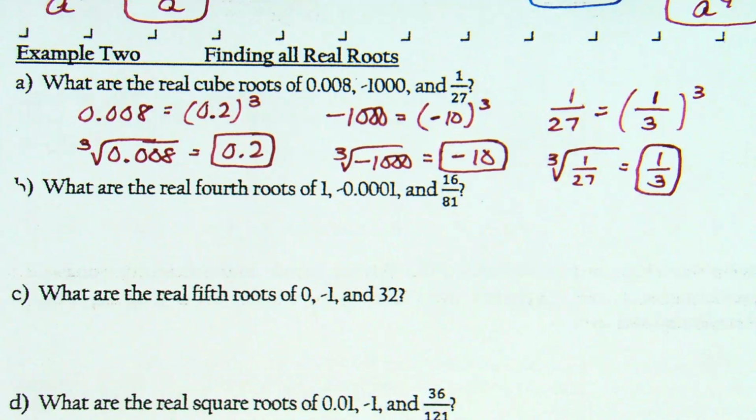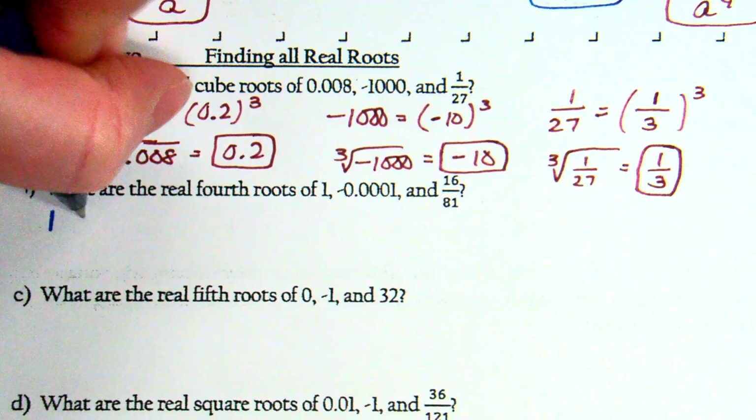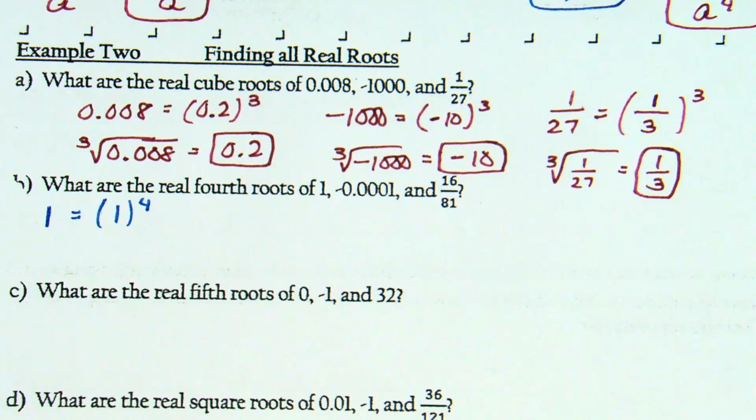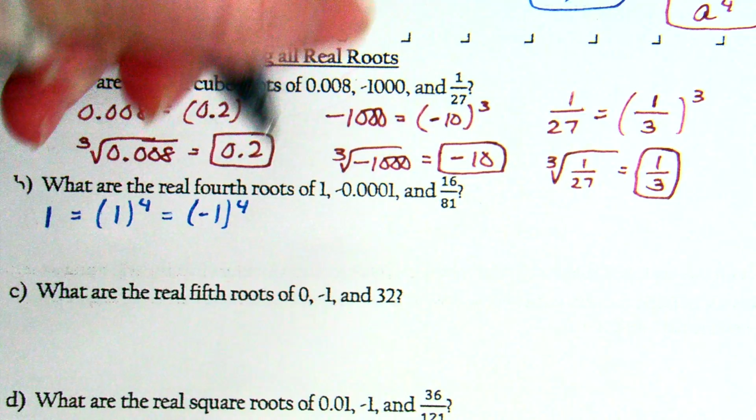So, and notice again, remember we're talking real. So the real fourth roots of 1. Okay, so can we agree that 1 to the 4th is 1? 1 times 1 times 1 times 1? Got any other answers for me? Negative 1. Negative 1 times negative 1 is positive 1. Times another negative 1 takes it back to negative. Times another negative 1 takes it to positive. Or what is a negative raised to an even power? It's always positive.